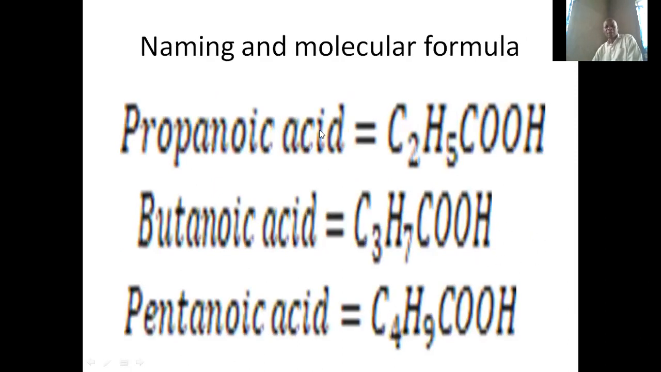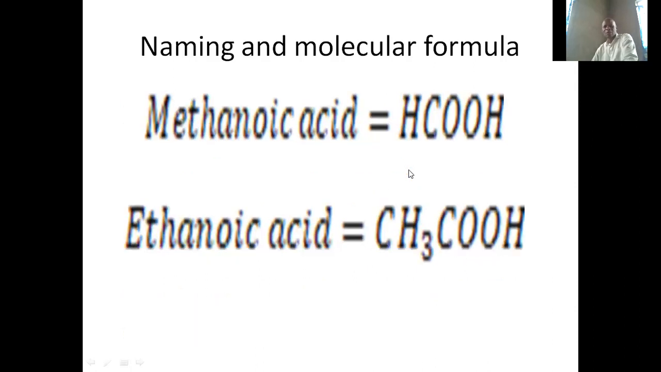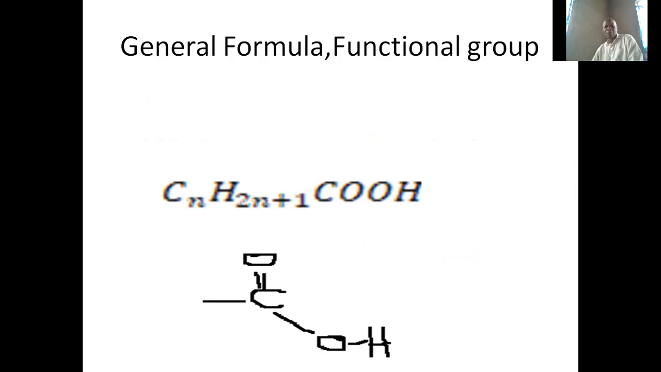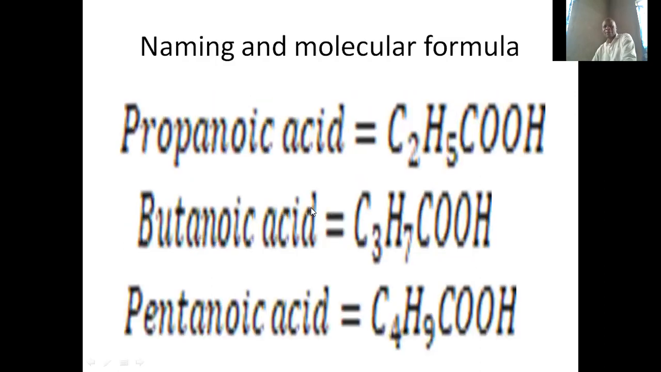Similarly, for propanoic acid, it will be the same. Now we're going to have 2 here, and then 2 times 2, 4, plus 1, 5. And so this is what we are going to have. For propanoic, we notice that there are 3 carbon atoms: the 2 carbon atoms plus this one.